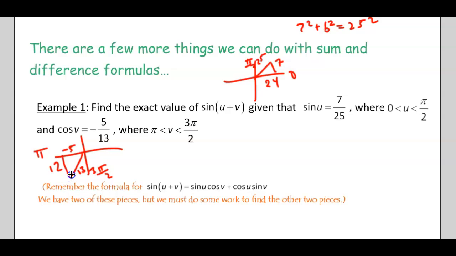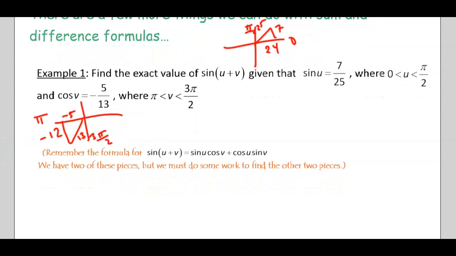And by the way, this has to be negative. Do you know why? Negative x, negative y. So that's a negative 12. Now, given this information, these triangles right here, what are we looking for?